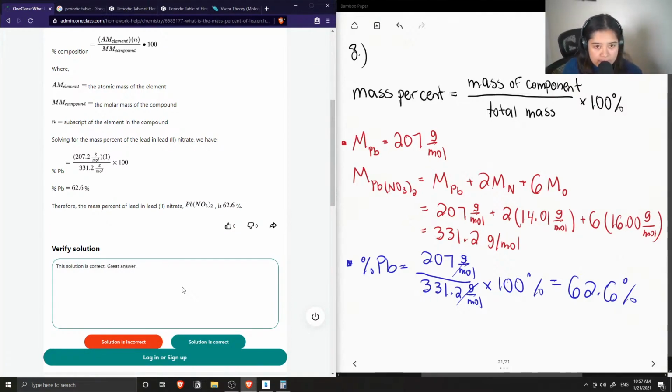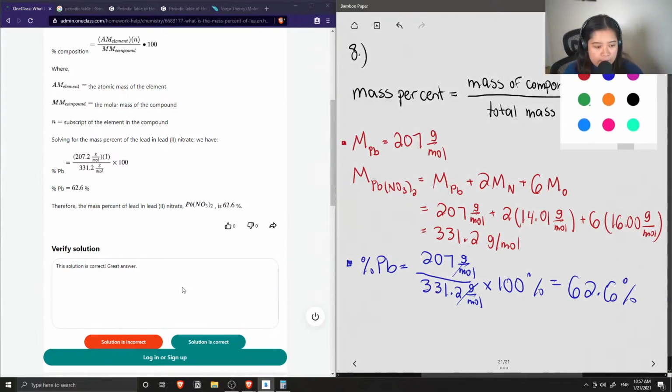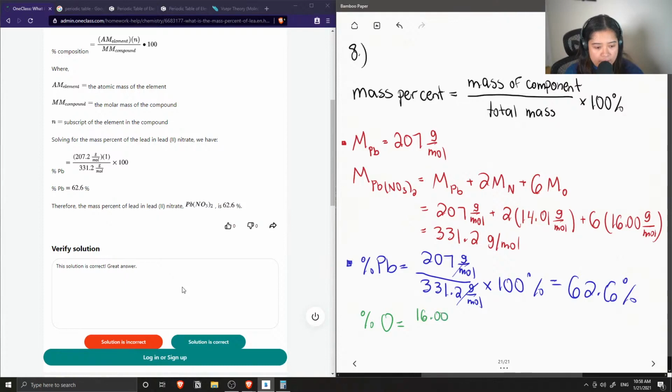Okay, so just out of curiosity, I'm going to do that example. If we wanted to calculate the percentage of oxygen in lead nitrate, it's going to be the molar mass of oxygen times 6, again divided by the total molar mass, which is 331.2.